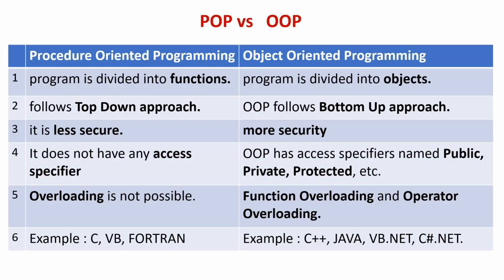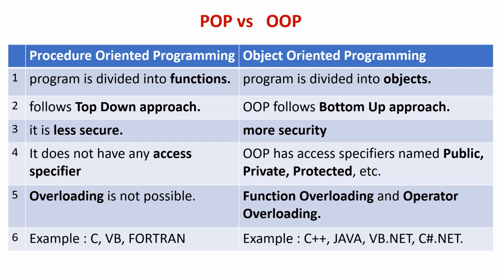The difference between object-oriented programming and procedure-oriented programming. In object-oriented programming, the program is divided into objects rather than functions. Object-oriented programming follows a bottom-up approach, while procedure-oriented programming uses a top-down approach. Object-oriented programming has more security than procedure-oriented programming. Object-oriented programming has access specifiers: public, private, protected, which are not available in procedure-oriented programming.